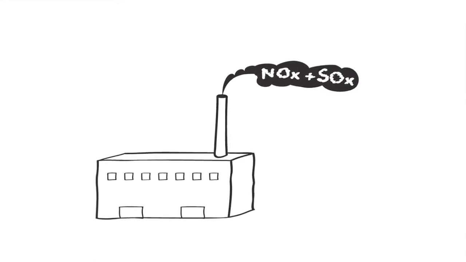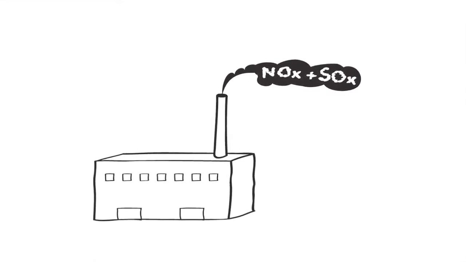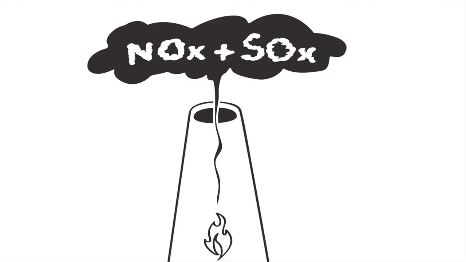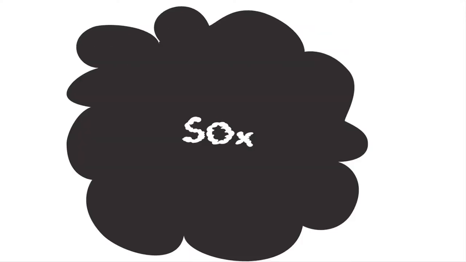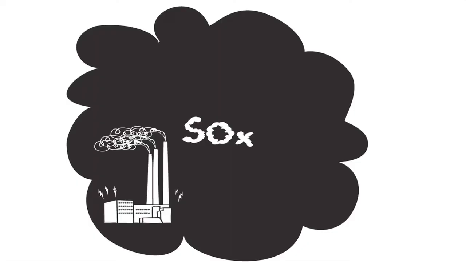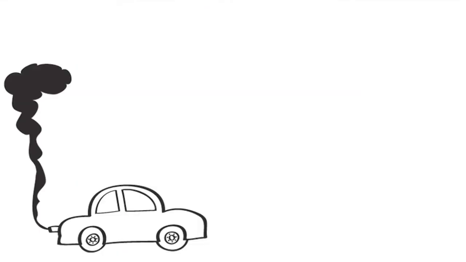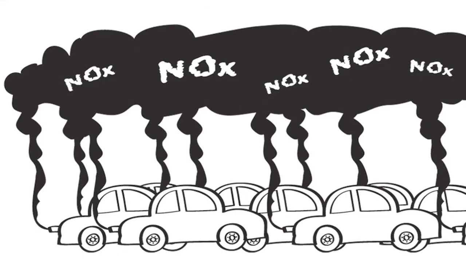Let's learn about sulfur oxide and nitrogen oxide emissions. Emissions of sulfur oxide, referred to as SOx, and nitrogen oxide, referred to as NOx, are the products of combustion. SOx emissions are dominated by stationary sources like electric utility fuel combustion, industrial processes, and industrial fuel combustion. NOx emissions are dominated by transportation-related sources.